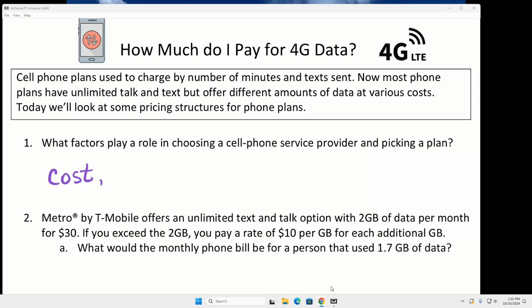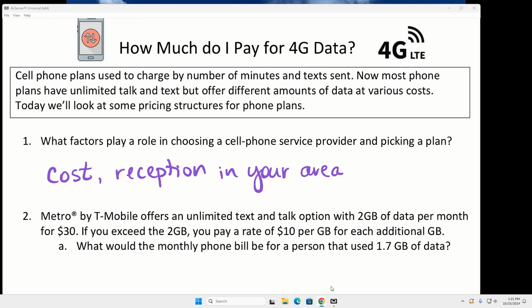When you live in a small town like we do, another thing that's important is reception in your area. Did anybody think of anything else? Okay, those are the two main things you have to think about.